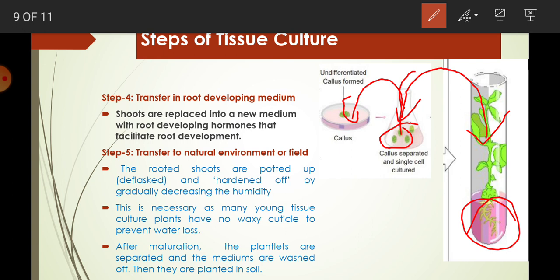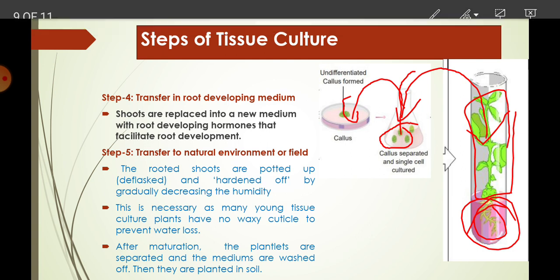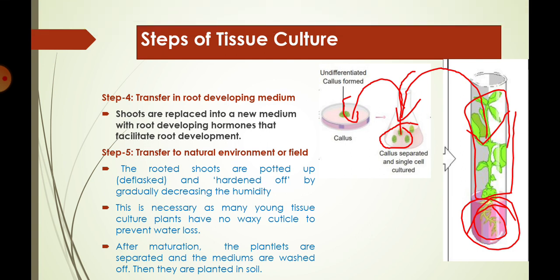Here there is a high amount of root developing hormones, and it will facilitate the development of roots. And by growing in this medium, both roots and shoots have developed. And after that, the final step is the transfer to the natural environment or field.